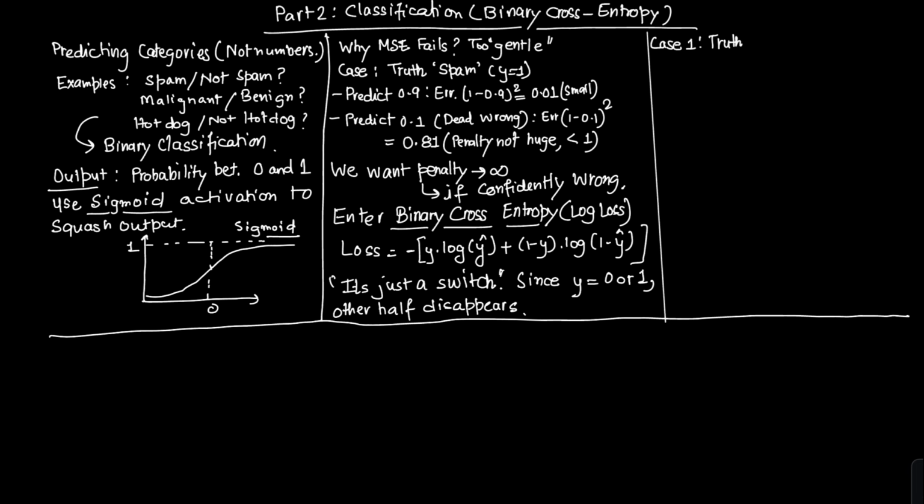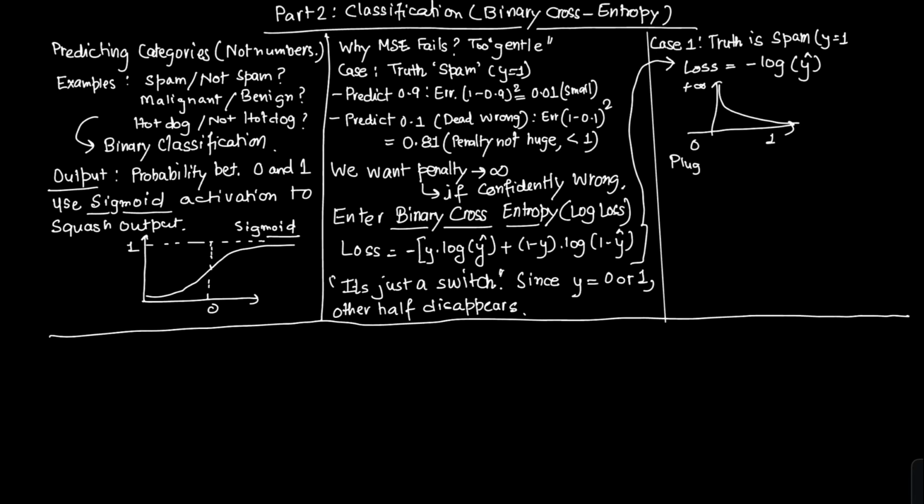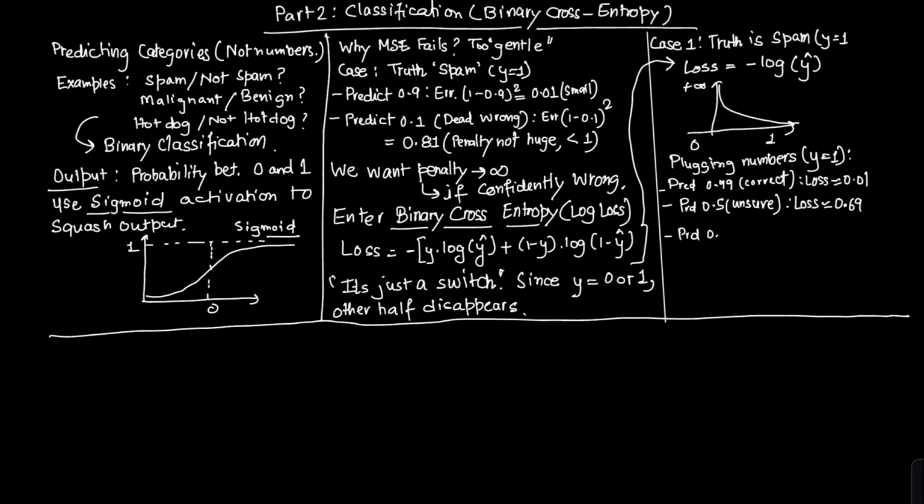Case 1. The truth is spam, or y is 1. The second term, 1 minus y, becomes 0. The equation simplifies to loss equals negative log y hat. Let's plug in some numbers. If the prediction is 0.99, which is correct, negative log 0.99 is about 0.01, a tiny loss. If the prediction is 0.5, so let's say it's unsure, negative log of 0.5 is about 0.69, which is a medium loss. If the prediction is wrong, let's say 0.01, negative log of 0.01 is about 4.6, which is a high loss.